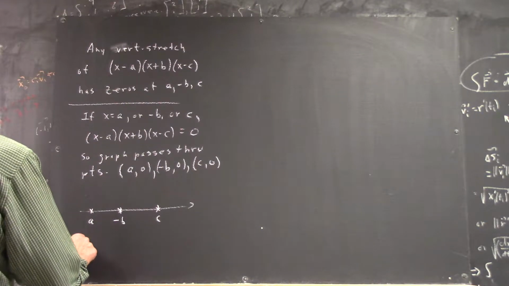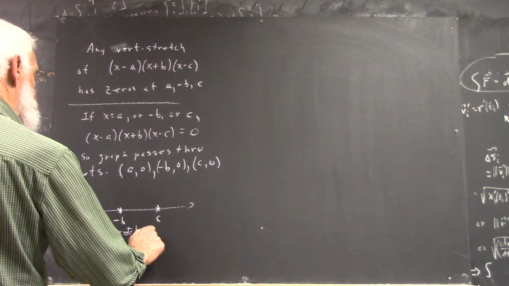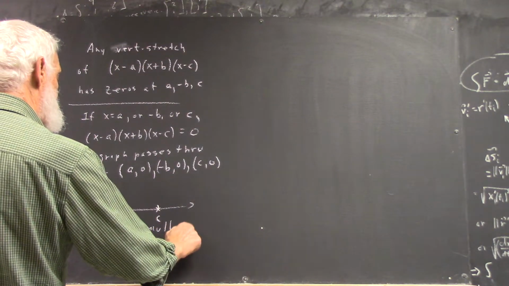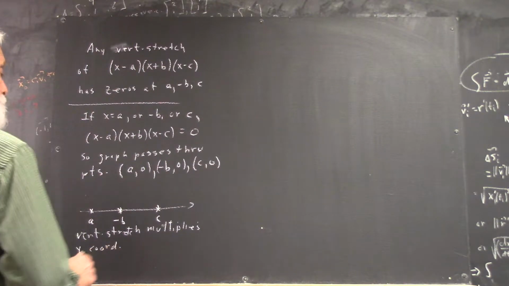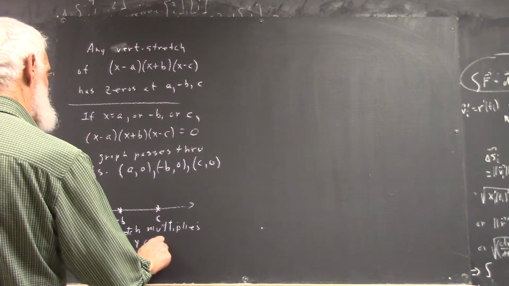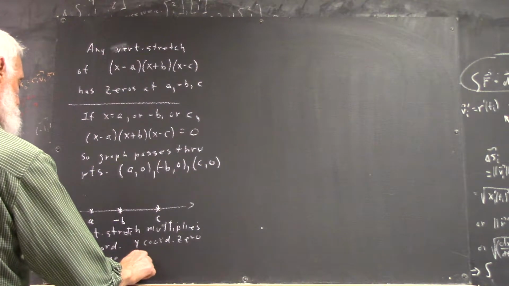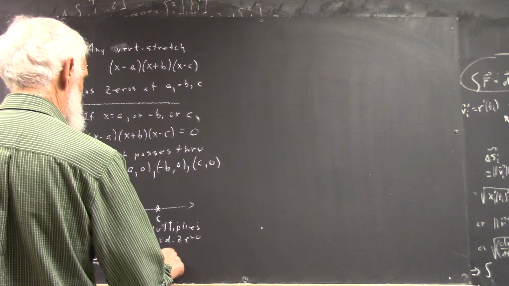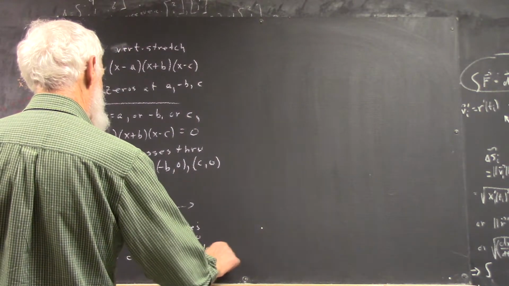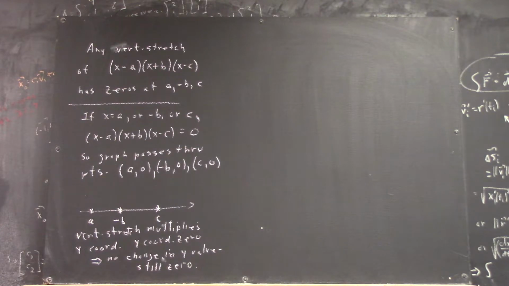A vertical stretch multiplies the y-coordinate. If the y-coordinate's 0, that means there's not going to be any change in its value. Still going to be 0. And geometrically, it moves every point 17 million times further from the x-axis, right?